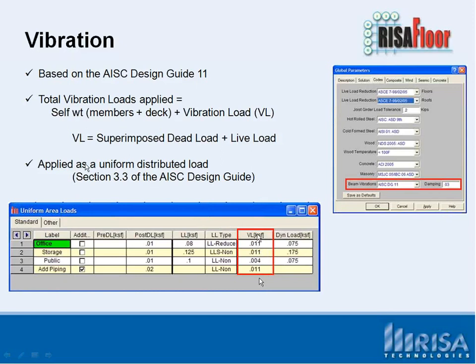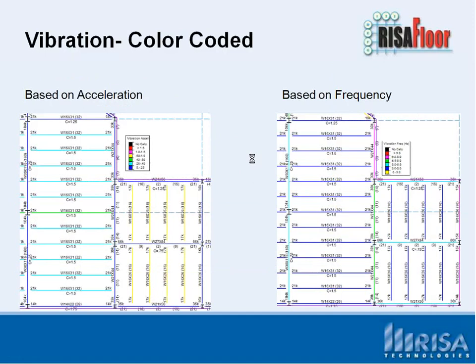And once we have that vibration load, you see that listed right here, we're going to actually apply that to the members as uniform distributed loads per Section 3.3 described there in the AISC design guide. So we're going to lay that out, and you're going to get results on this vibration in the detail report. You'll get full results, and we'll see that.